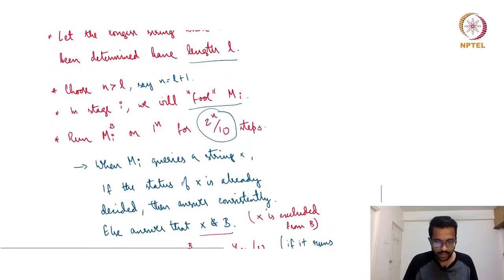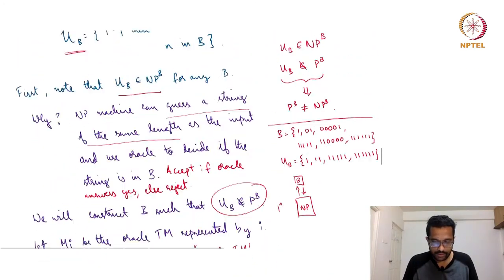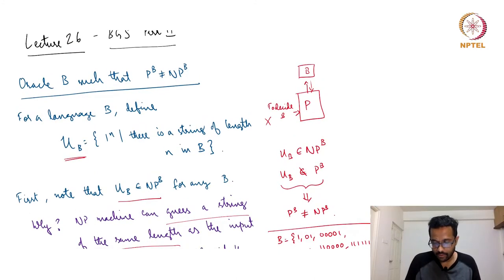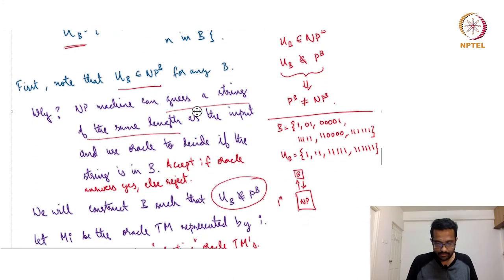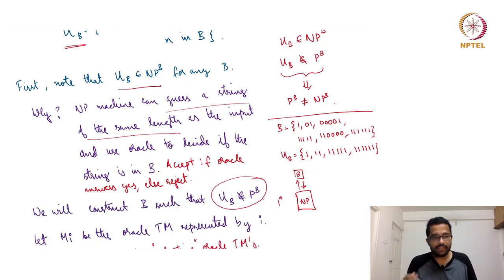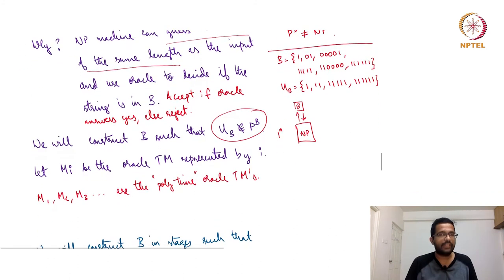Again, I know it can be a bit confusing, so I will say it again. U_B is a set of all lengths 1^n where there is a string of length n in B, right? So U_B contains the lengths for which a string of that length is in B, but the length is not written in binary but in unary. First, U_B is in NP^B because, given the length, the NP machine can guess a certain string and query the oracle B, for any oracle.